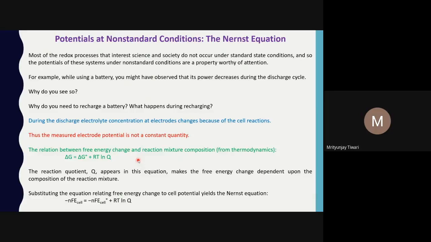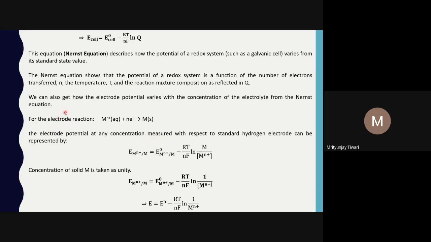And how will we calculate the electrode potential? Suppose this is a general electrode reaction: M^n+ aqueous plus n electrons gives M. This is the standard reduction potential we usually describe, so only the reduction reaction has been considered here. Similar to this equation, we can write the electrode potential at any concentration, measured with respect to a standard hydrogen electrode, because we measure with respect to a standard hydrogen electrode only.